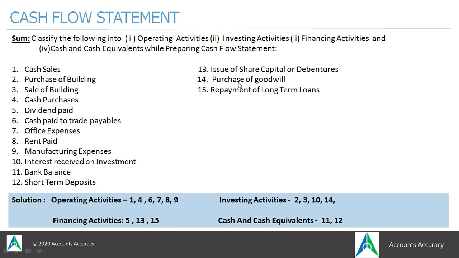Purchase of goodwill. Purchase of goodwill is done with the purchase of business. That's why it will come to investing activity. Repayment of long-term loans. Now repayment of long-term loans will definitely be in financing activity because long-term loans are taken by the company just for forming the capital structure. So this makes the capital of the company, so that's why it will come under financing activity. So remember, shares, debentures and long-term loans related items come under financing activity.